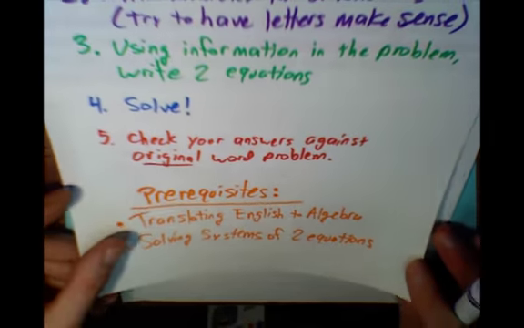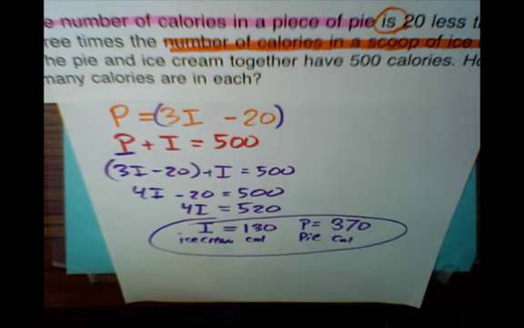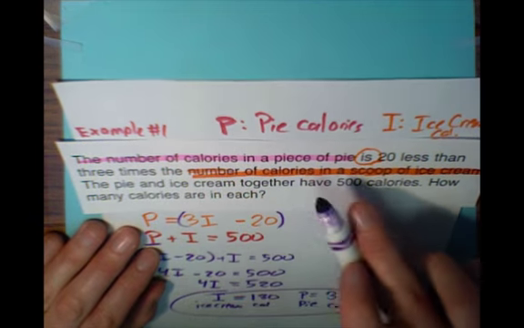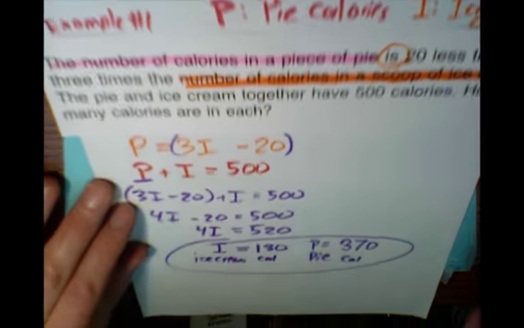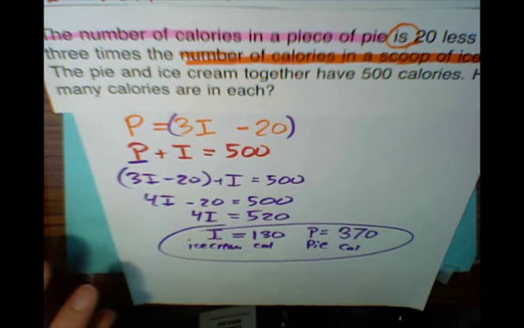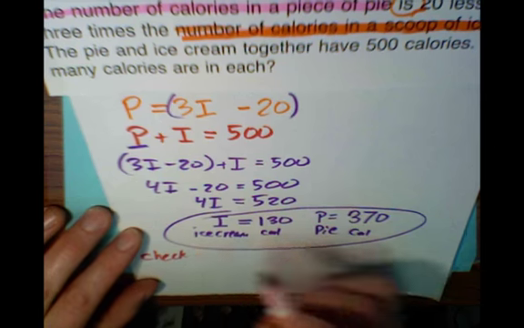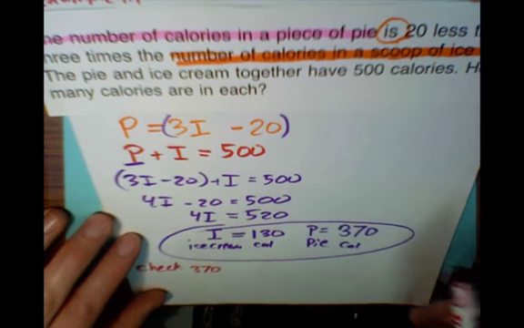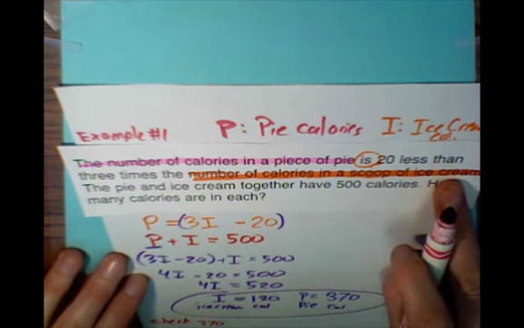Now remember, we're not quite done until we check our answer. You always want to check your answer against the original word problem. Going back to the original word problem, the number of calories in a piece of pie is 20 less than 3 times the number of calories in a scoop of ice cream. So let's do our check. The number of calories in a piece of pie, that's 370, is 20 less than 3 times the number of calories in a scoop of ice cream.